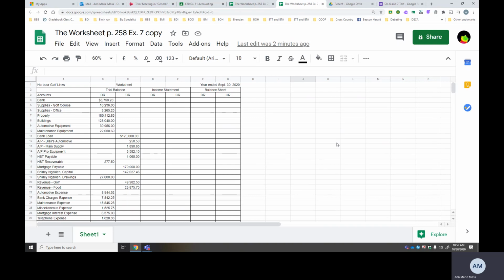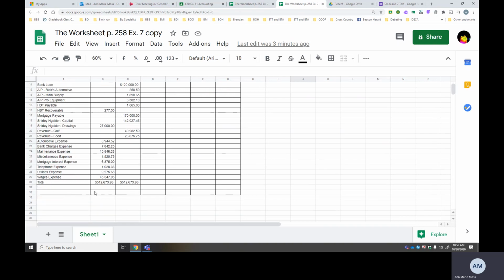The worksheet is also done in pencil or on a spreadsheet as we're doing, so any last minute changes can be made. So the worksheet starts with a heading. You've got the company name, the name of the worksheet, and the date at which this is being done. Then you've got the list of the accounts. You've got 2 columns for the trial balance, 2 columns for the income statement, and 2 columns for the balance sheet. You're going to enter all your accounts. You'll enter all their balances, and you will calculate the totals at the bottom.